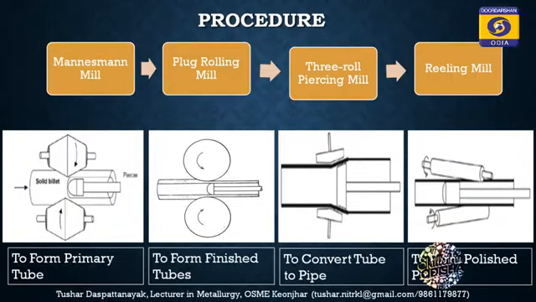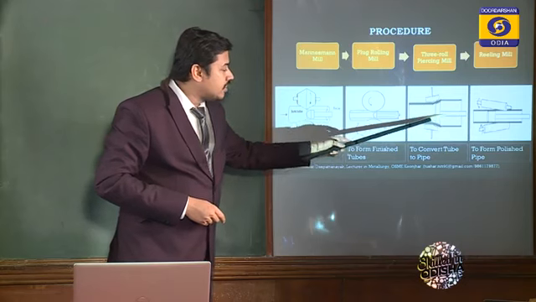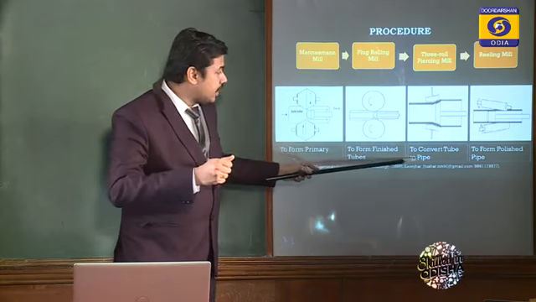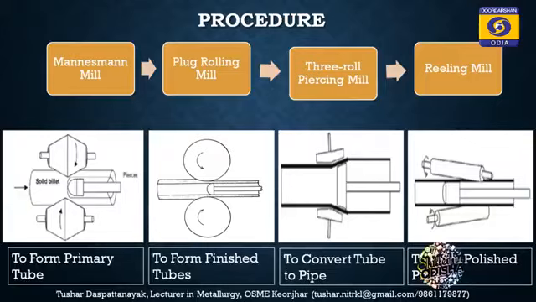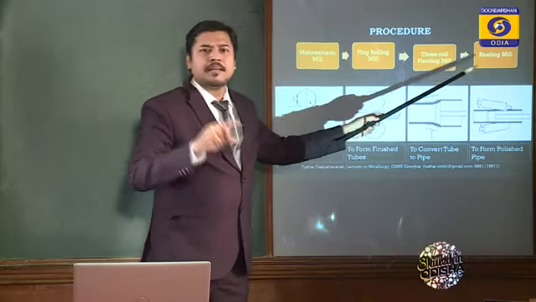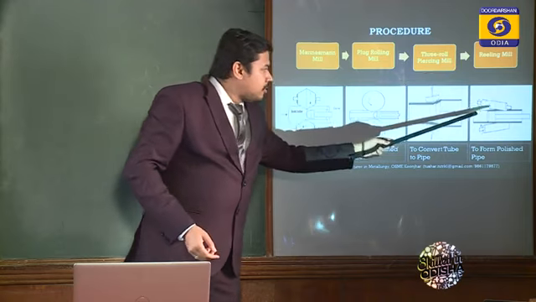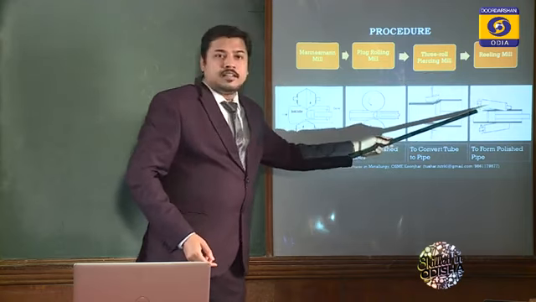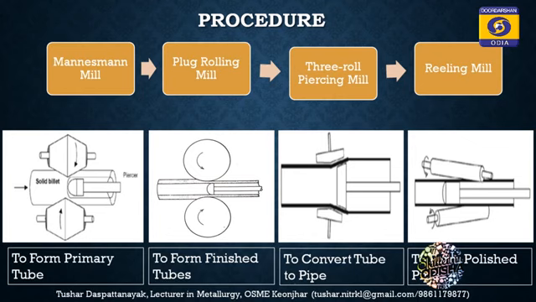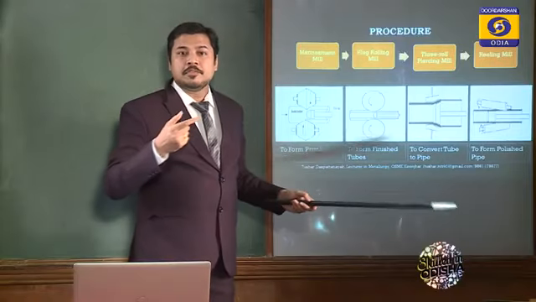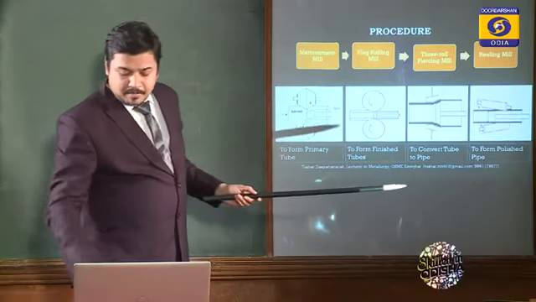Next step is the 3-roll piercing mill. We use 3 rolls, 1, 2 and 3, to convert the tube into pipe, or to make a more concentric and smoother pipe. In the next step, the reeling mill polishes it. We use 2 different cylindrical rolls to get a polished pipe. This is the overall procedure to produce seamless pipe.